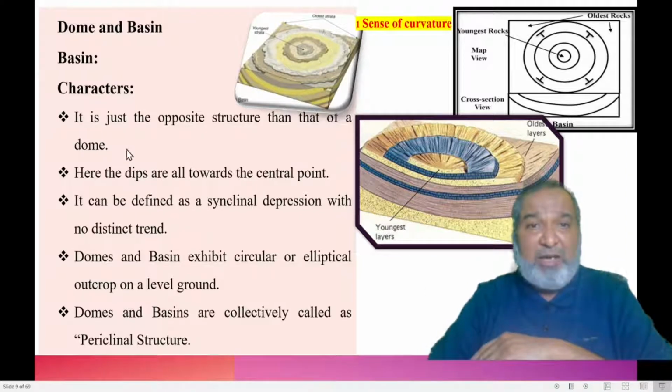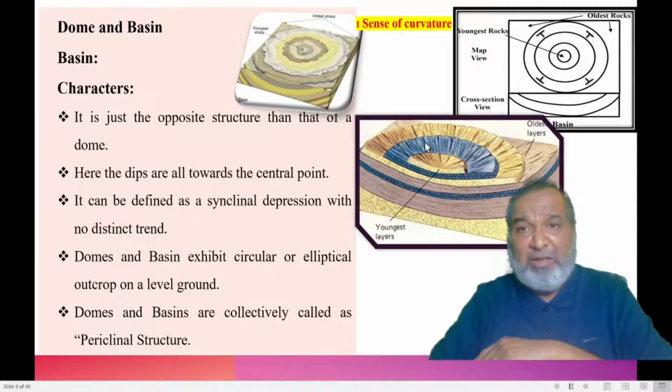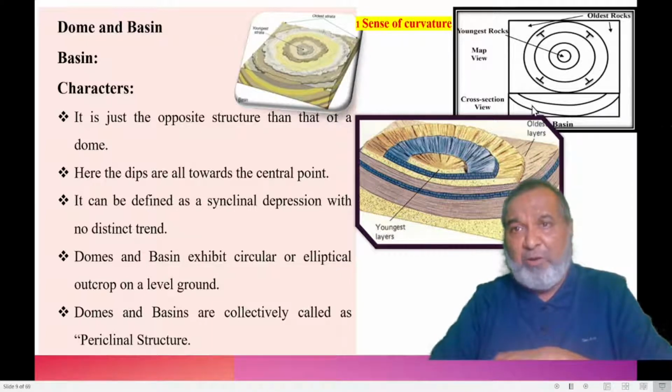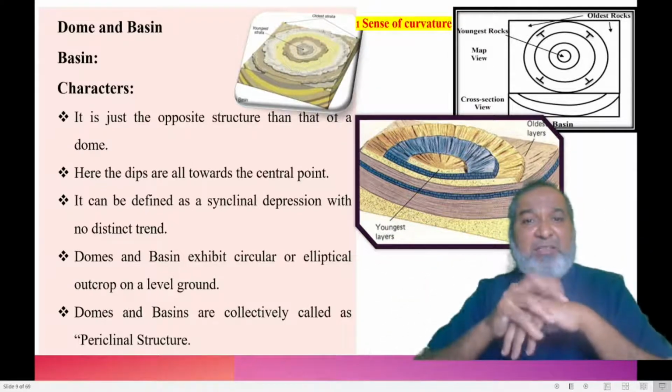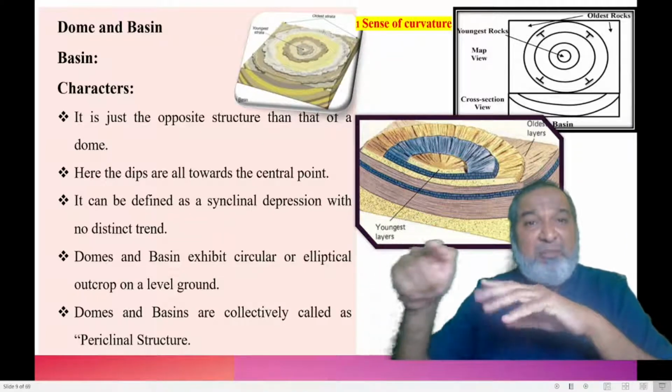Here the dips are all towards the center point. Slope is toward the center point. If you take the cross section, limbs are dipping towards the center point. So you can see the depression. This is the elevated portion from all sides. The dip is towards the center. So that is the basin.